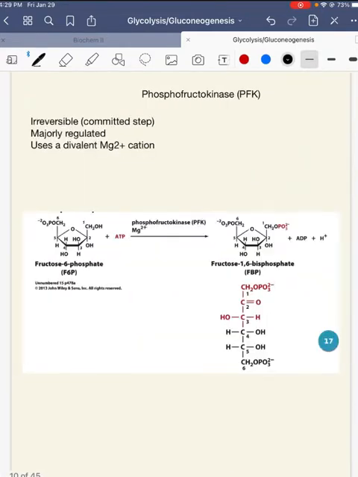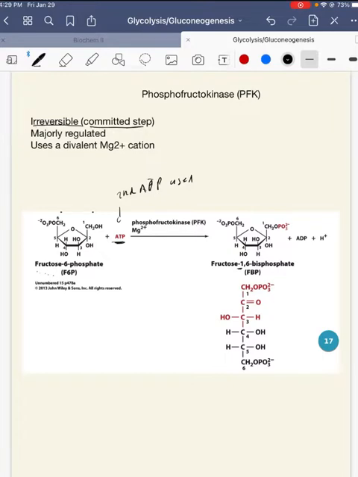Okay, so after we made fructose 6-phosphate, we have another irreversible step, and it uses ATP. This is the second ATP that we used. Hexokinase or glucokinase uses the first one. This is the second ATP used, and we attach it at carbon number 1. So this enzyme is the committed step in glycolysis.